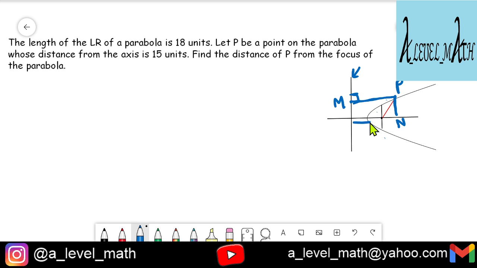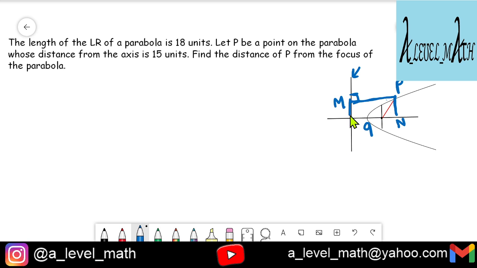That means the total distance from the directrix, the point where the directrix cuts the axis, to the focus becomes 2a. That means this is half of 4a, which means that this is half of the length of the latus rectum. So we have found out the distance of this point to this point, which is 18 by 2, half of the latus rectum. So that means this distance is 9 units.